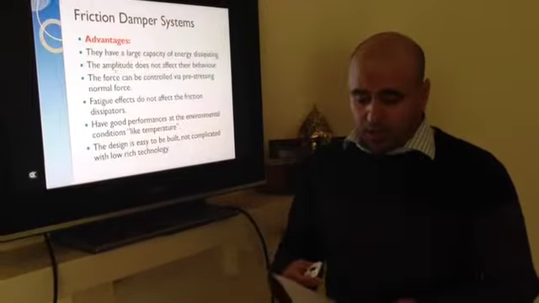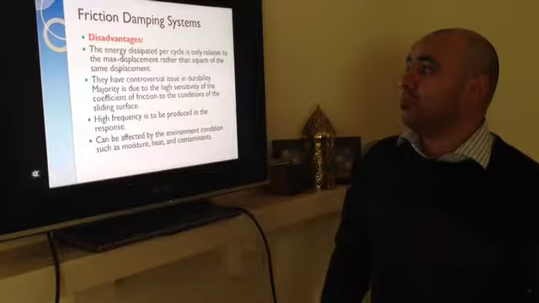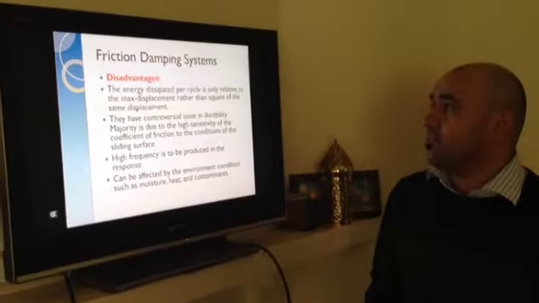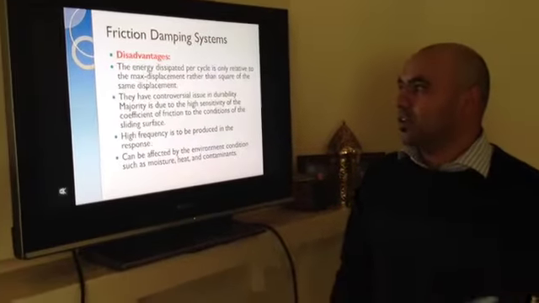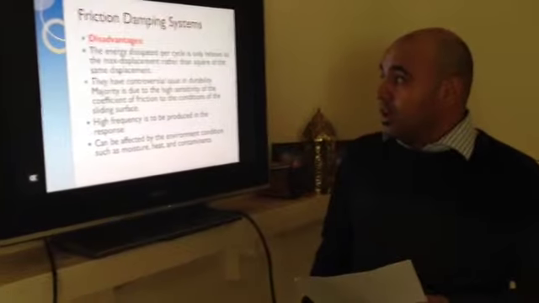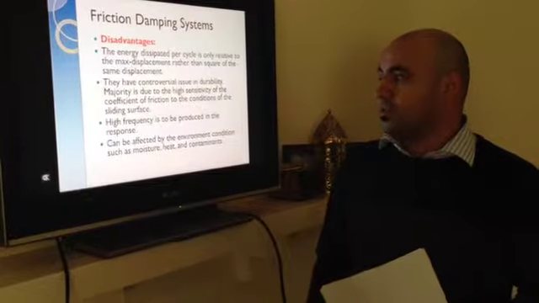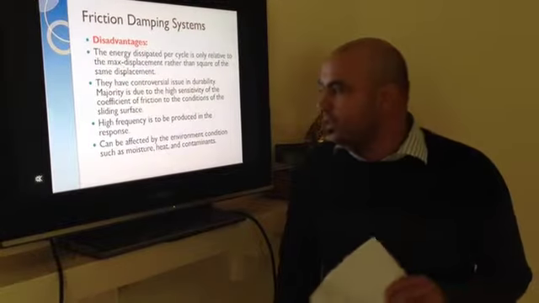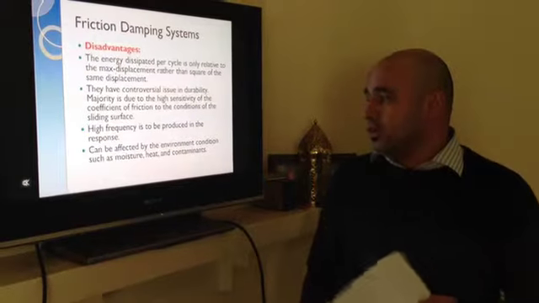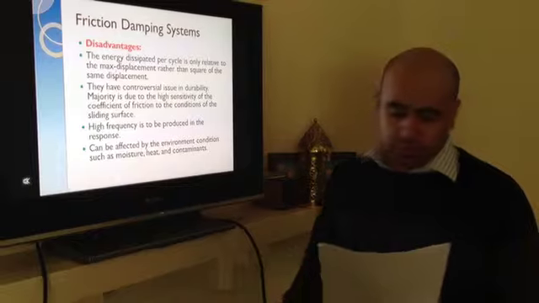Disadvantages, I would like to mention only three of them, which are the more important ones. The energy dissipation per cycle is only relative to the max displacement, not the whole displacement. High frequency response is reduced, and it can also be affected by environmental conditions such as moisture, heat, and any environmental conditions.